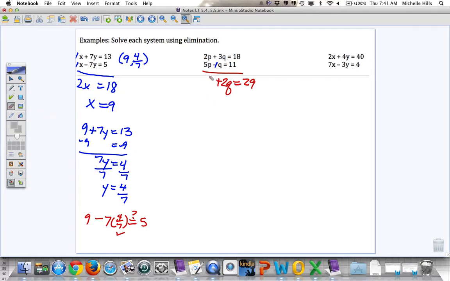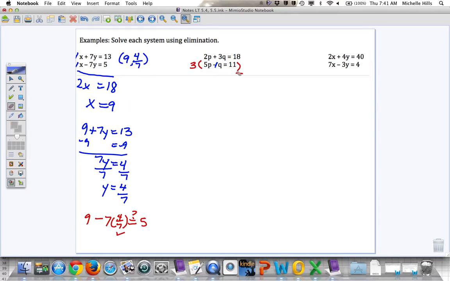If I need to eliminate a variable, what I need to do first is create opposites. Here, I already saw the positive 7y, negative 7y. But 2p and 5p aren't opposites, because when I add them together, I don't get 0. And 3q and negative 1q aren't opposites, because when I add them together, I don't get 0. But what I notice is if this is positive 3q, and I just multiply this second equation by 3, it would make this negative 3q, and then I would have my opposites.